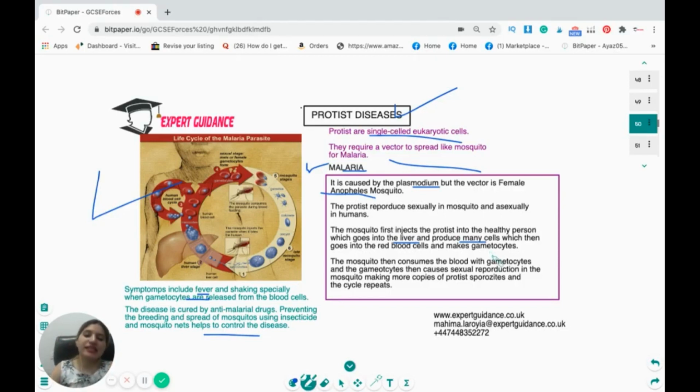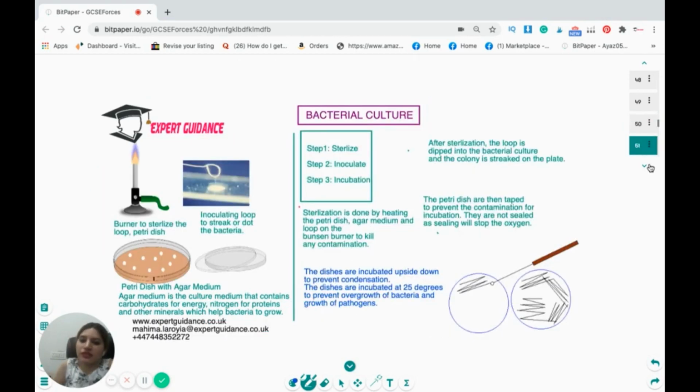So this disease is spread using the mosquito because part of the malarial cycle is completed in the mosquito and part in the human. So if you control the growth of mosquitoes, it can help to prevent this disease.